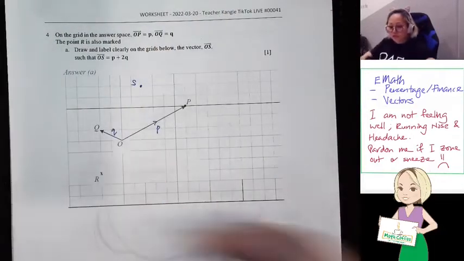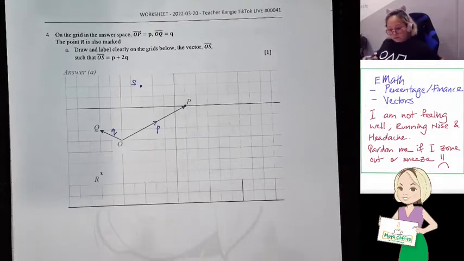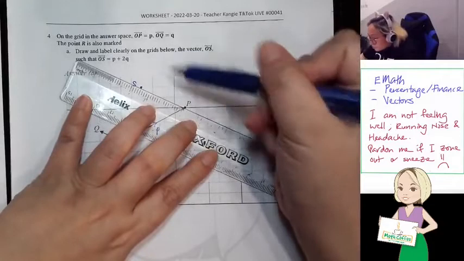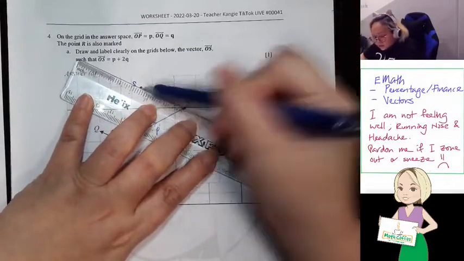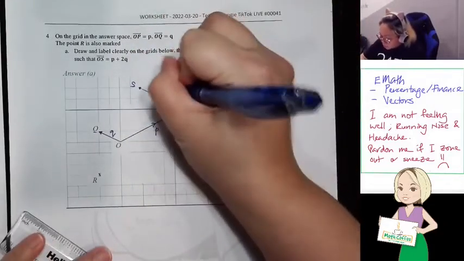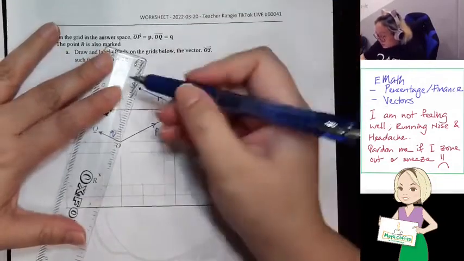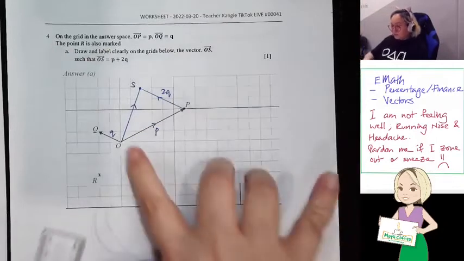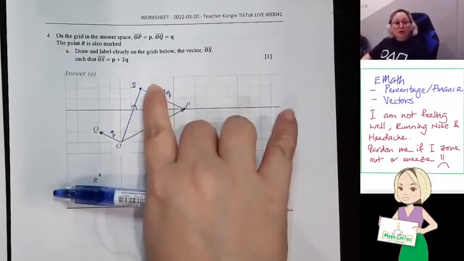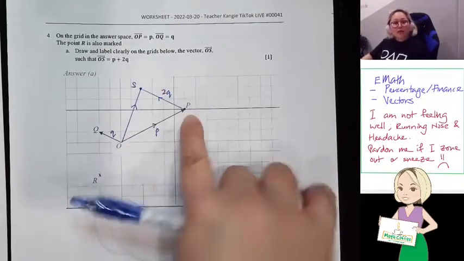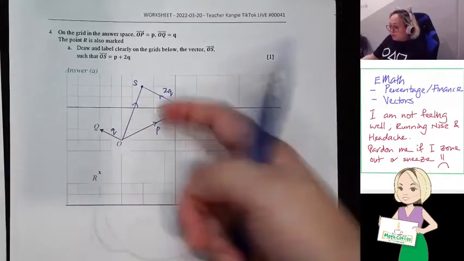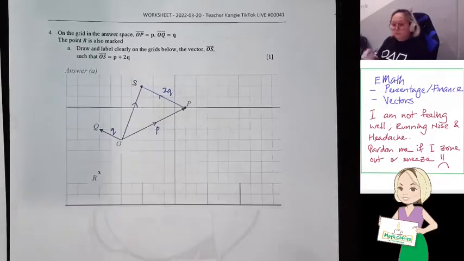Then you just draw the line. So we know that this is 2Q, and OS is from here to here. See? OS is the shortcut. So it is OP plus PS, which is P plus 2Q. Okay?